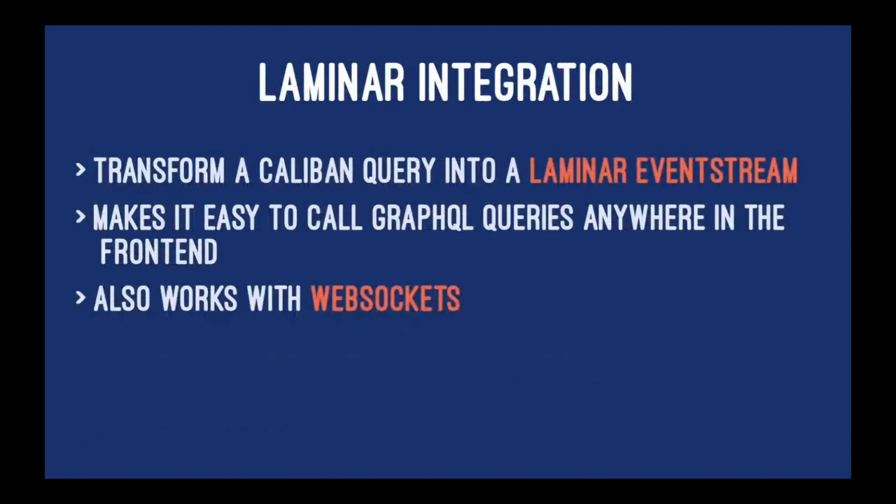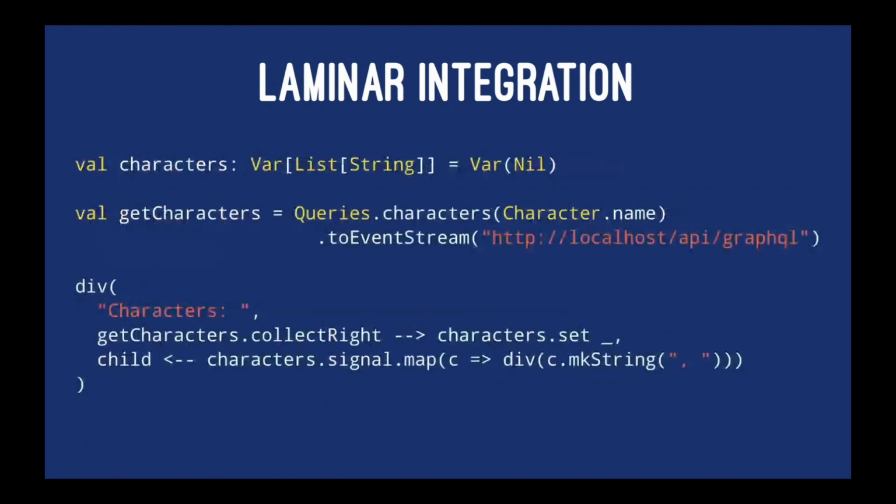All right. Another cool thing that was added is a Laminar integration. If you follow Kit on Twitter or Twitch, you maybe know what Laminar is already. This is a really cool framework for building front-end with Scala.js. So last year I added support for Laminar in Caliban to make it super easy to transform your GraphQL queries into event stream objects of Laminar that you can bind to your UI.